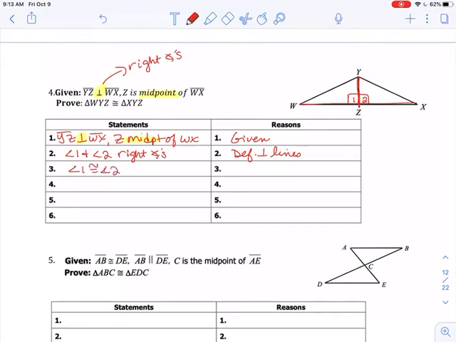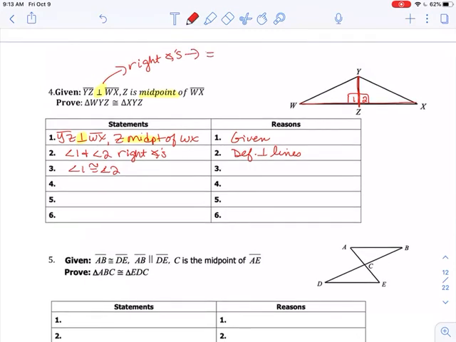Now if they're both right angles, that means they're both 90, which means they're congruent to each other. So these 2 steps always follow. Perpendicular lines make right angles. Right angles means that those angles are congruent to each other. So angle 1 is congruent to angle 2 because all right angles are congruent.